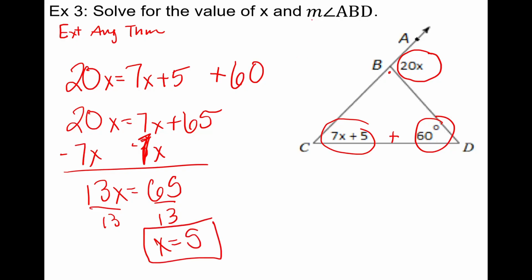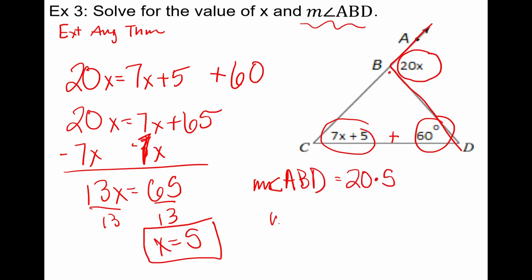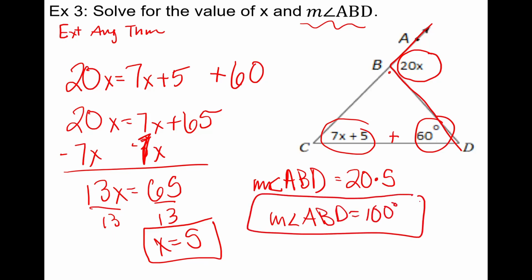And they also wanted us to find the measure of angle ABD, which is the exterior angle. Measure of angle ABD would be taking 20 times what we found for x. So the measure of angle ABD would be 100 degrees. Those are my two answers for x and the measure of angle ABD.